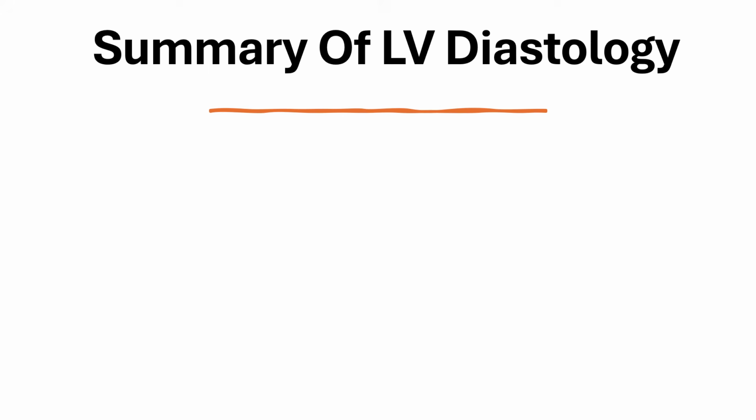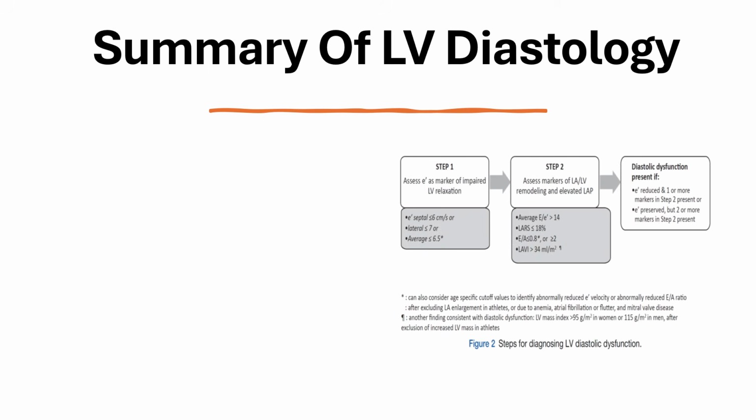Let's summarize the assessment of LV diastolic function. First, let's go through this stepwise approach. First, utilize tissue Doppler and measure either septal or lateral E' velocities. Abnormal E' velocities for the septal mitral valve are equal to or less than 6 centimeters per second, and for the lateral mitral valve, equal to or less than 7 centimeters per second.